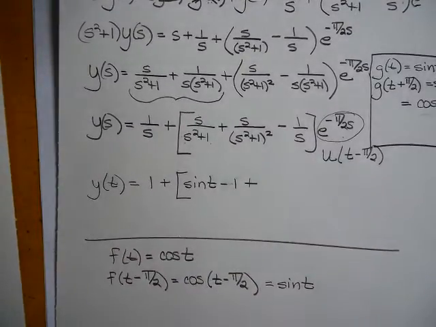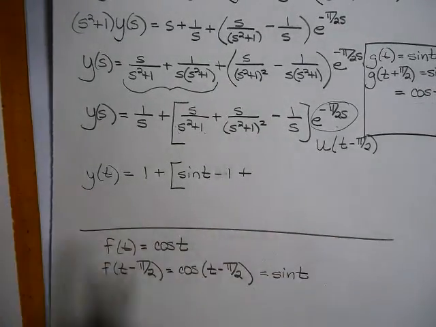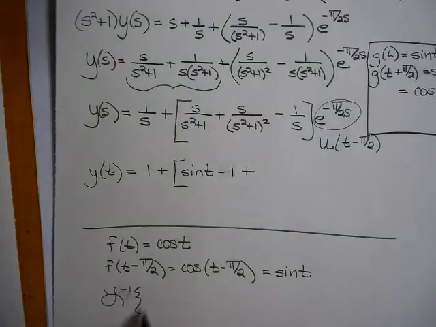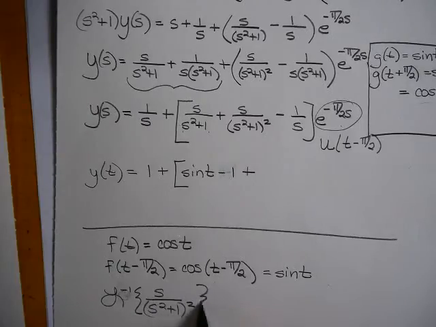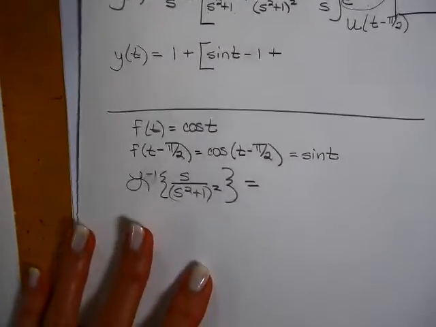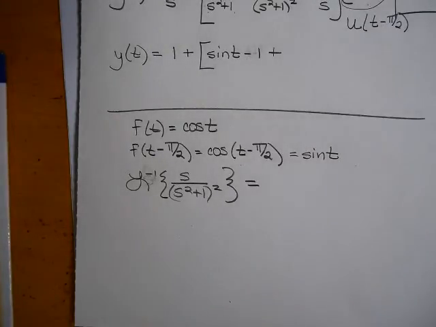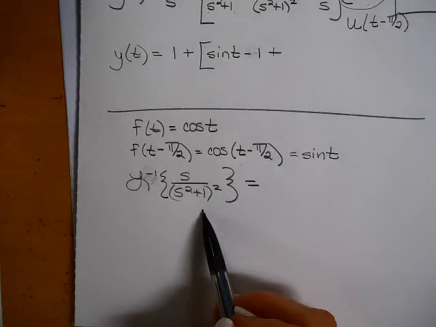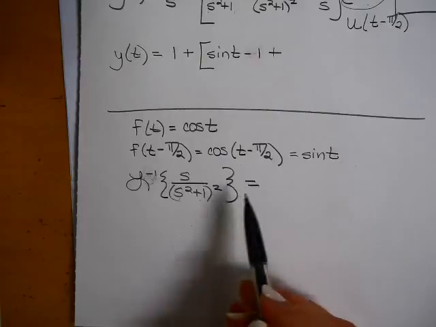Plus, now I'm going to do the s. I'm doing the inverse Laplace transform of the s over s squared plus 1 squared. This one you've got to go to your table, find which formula it's going to be. So I need an s to the first power on the top, and I need s squared plus k squared. Yes, number 22.